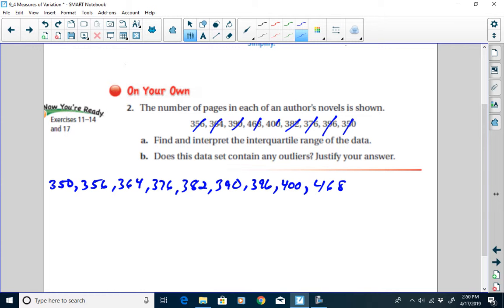Double check, make sure we have all the items that we started with. 1, 2, 3, 4, 5, 6, 7, 8, 9. So we should have 9 items here. 1, 2, 3, 4, 5, 6, 7, 8, 9. Perfect. So we have 9 items there.